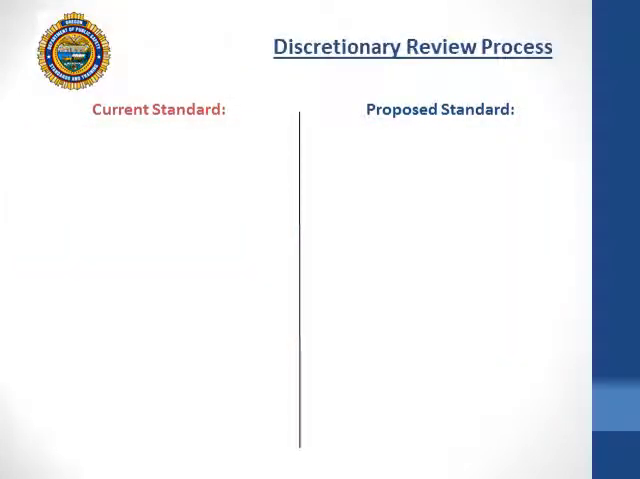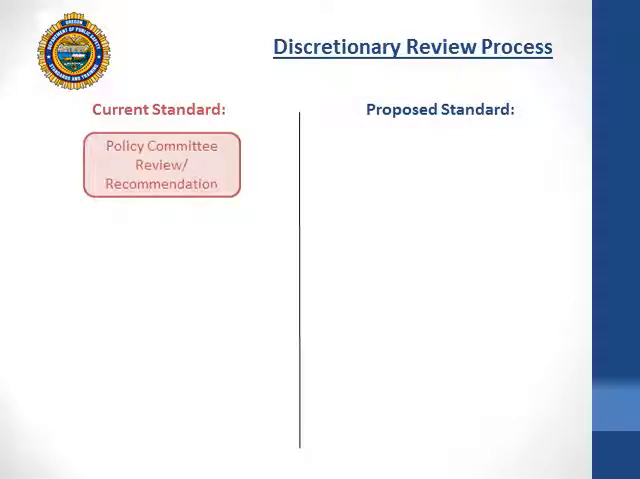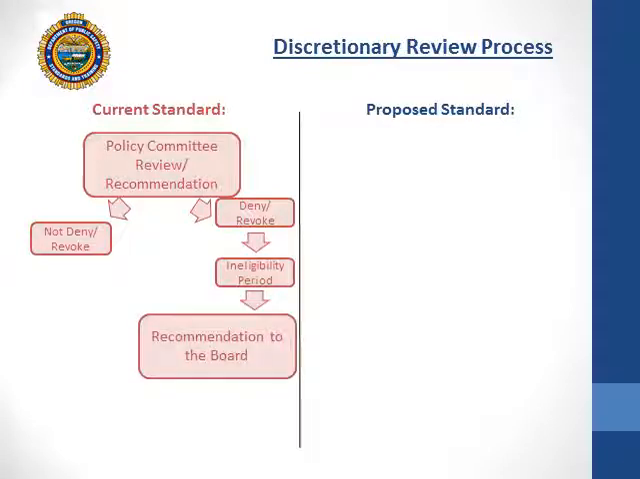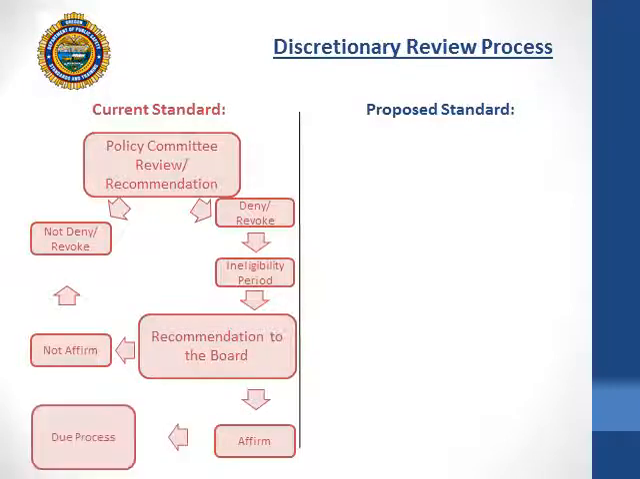Discretionary review process by a policy committee under the current standard is as follows. The policy committee considers the totality of the case and votes to recommend to the board to revoke or deny certifications or not revoke or deny certifications. If the decision is to revoke or deny, the committee then recommends a period of ineligibility, or the time period in which the individual will be ineligible to reapply for certification. Those recommendations go to the board, who affirms or denies the policy committee's recommendation. If the ultimate decision is to proceed with denial or revocation, the affected individual is afforded their due process rights under the Administrative Procedures Act.